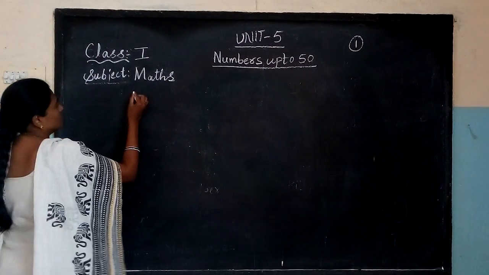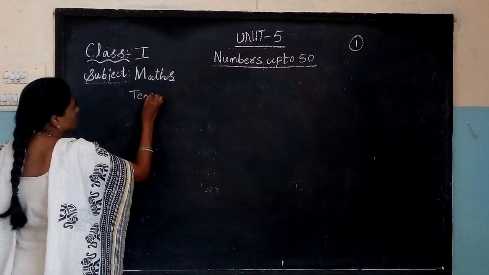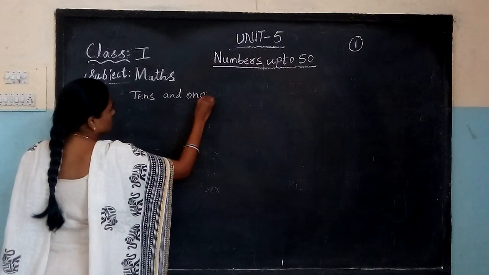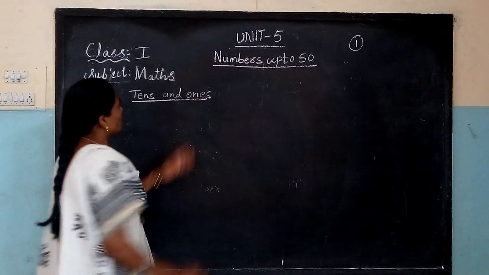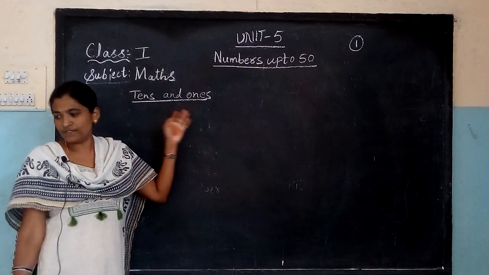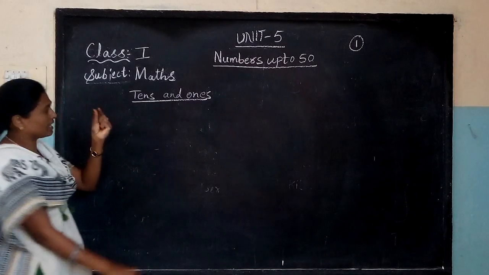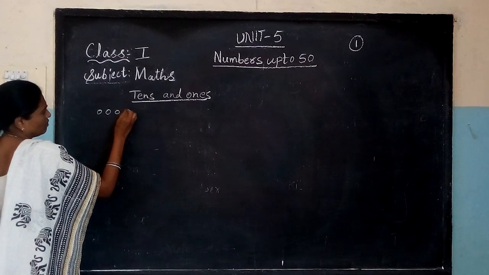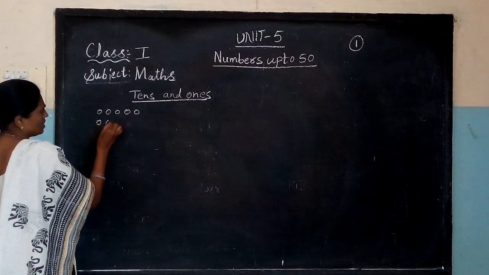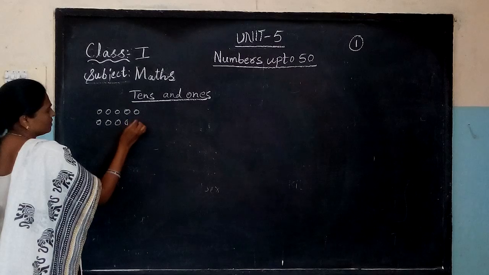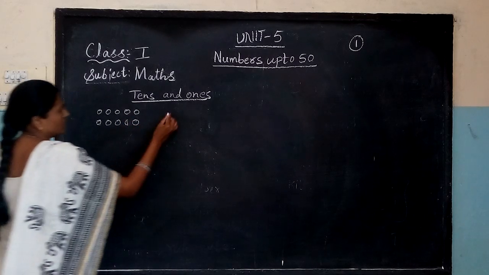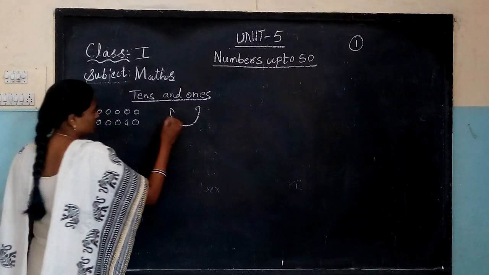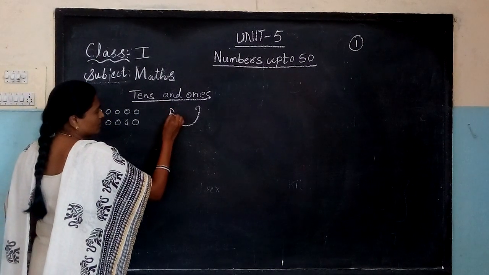Now see, tens and ones. Maybe you are thinking, what is this teacher is writing, this ones and tens and ones column. Now you see, only single circles I will take. 1, 2, 3, 4, 5, 6, 7, 8, 9, 10. Again this 10 makes one group. In this also, one garland, how many will be there?